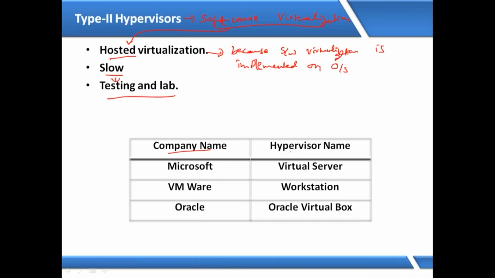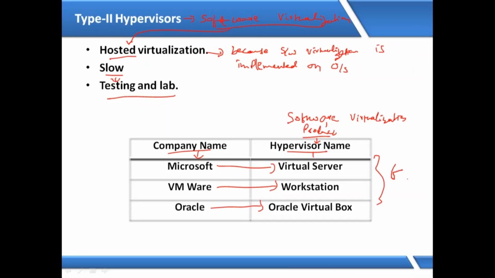So these are the company names. These are the software virtualization products manufactured by different companies like Microsoft Virtual Server, VMware Workstation, and Oracle VirtualBox from the Oracle company. These are either available on a trial basis or free. Mostly they are available as free or on a trial basis.